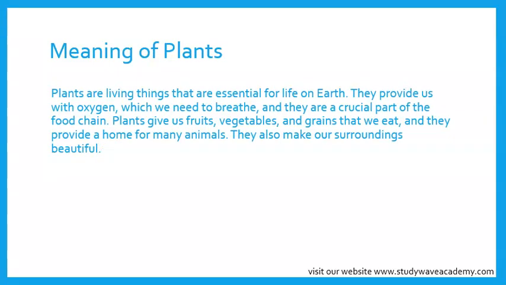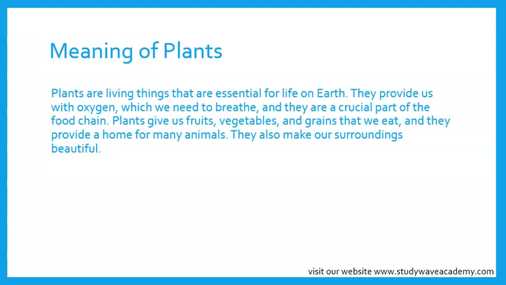Plants are living things that are essential for life on Earth. They provide us with oxygen, which we need to breathe, and they are a crucial part of the food chain. Plants give us fruits, vegetables, and grains that we eat, and they provide a home for many animals. They also make our surroundings beautiful. Do we understand?